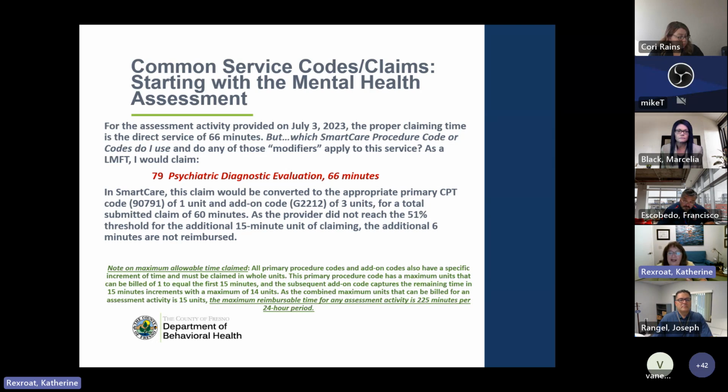Can you bill assessment activity across multiple days? Yes, you may. So you can bill for 2 or 3 assessment appointments depending on how complex your assessment is. But for any given 24-hour period, the maximum here would be 225 minutes.